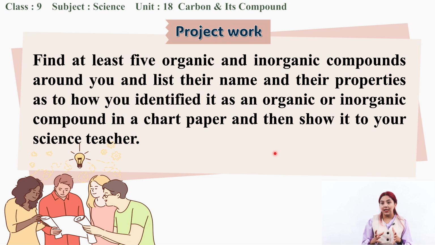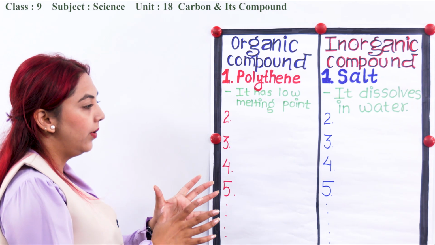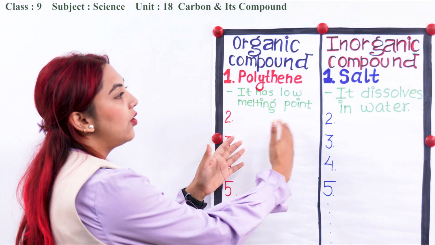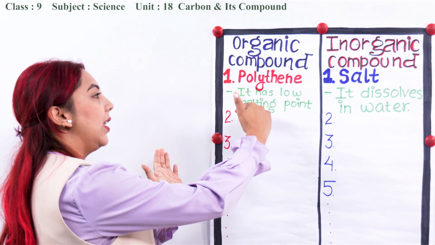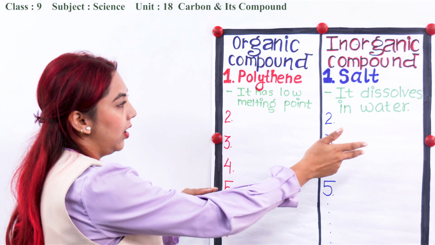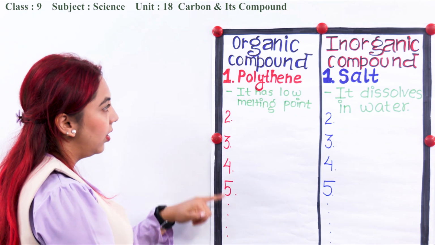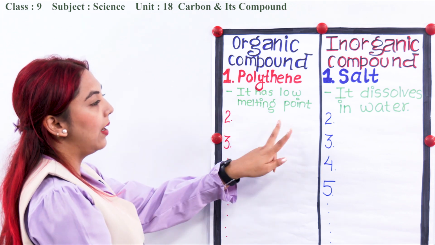Now I have an example of how you can do this project. Divide the chart paper into 2 parts, for organic compounds and inorganic compounds, and list at least 5. If you can find more, it's good. Here I have given you one example of each.